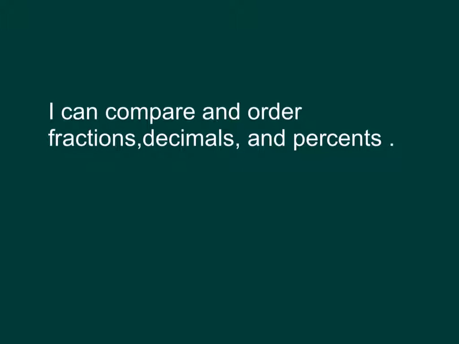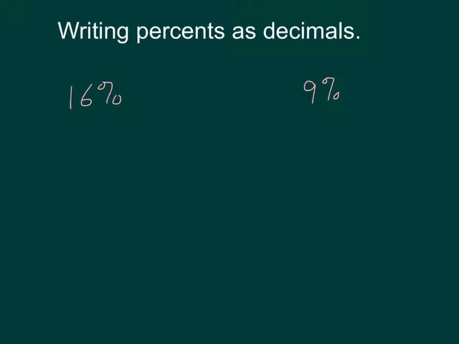Today's learning target is I can compare and order fractions, decimals, and percents. Today we're going to be asked to write percents as decimals. Now we remember from yesterday that percent means per 100. So in this case 16% would be 16 per 100, or over 100.